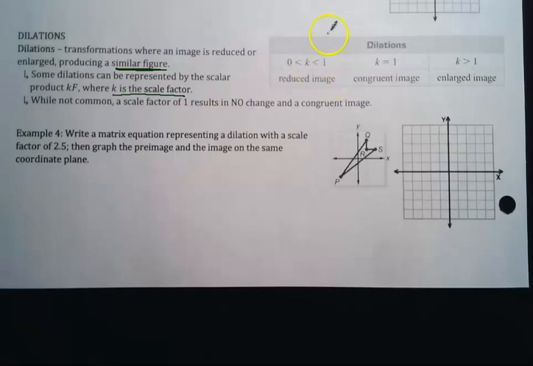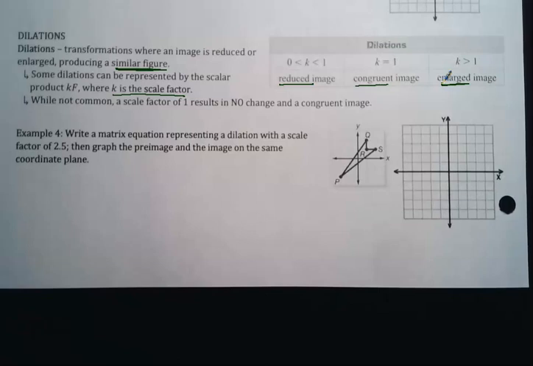The dilations chart here is just telling us that if K is greater than 0 but less than 1, we're going to reduce the image. If K is equal to 1, we're going to get a congruent image. And if K is greater than 1, we're going to get an enlarged image, which you're probably thinking, duh, that makes sense.